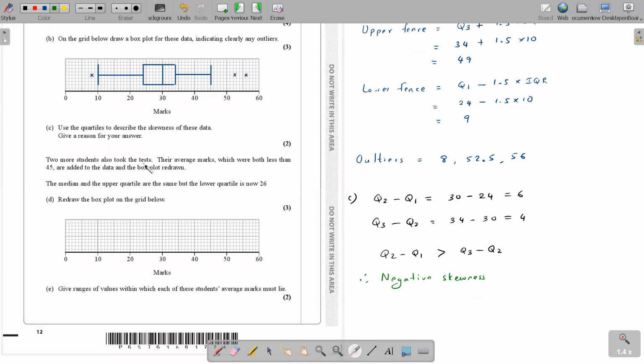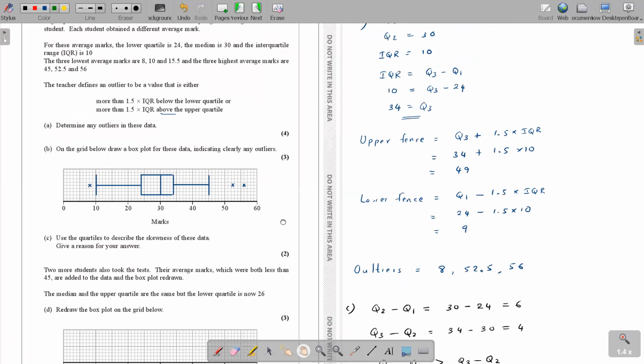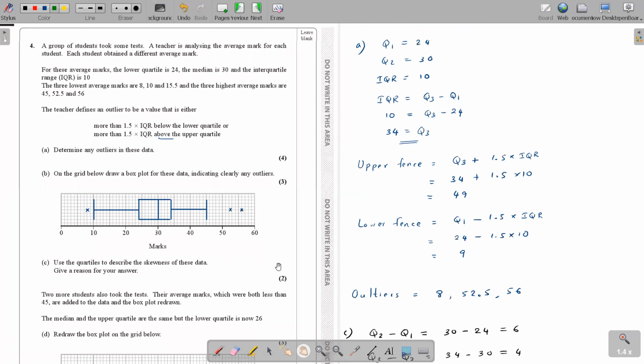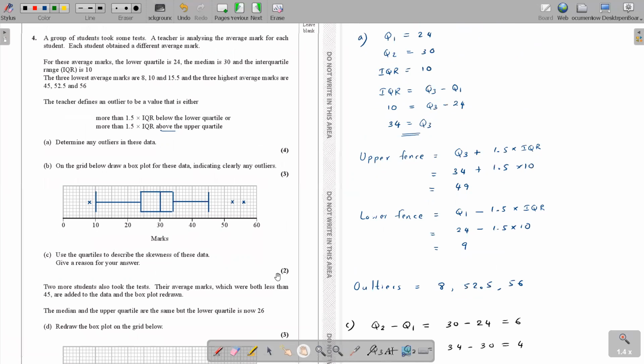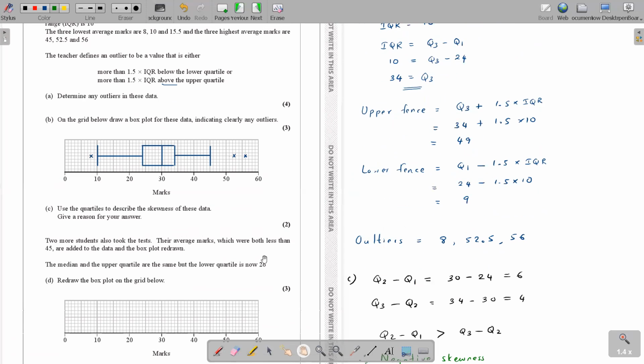2 more students also took the test. Okay. So now what's happening in the earlier question? A group of students took the test. The teacher is analyzing the average mark for each student. Okay. So that was what was given.